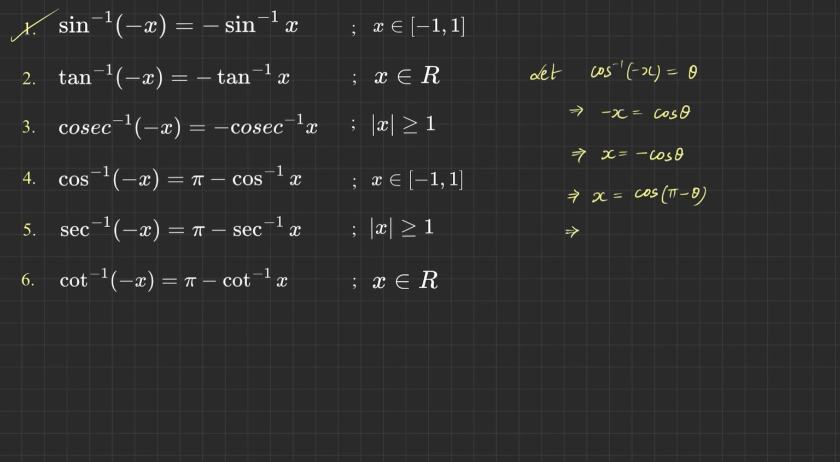So if I operate both sides by cos inverse, then it will be cos inverse of x equals pi minus theta. So here it will be theta equals pi minus cos inverse of x. And since theta was cos inverse of minus x, cos inverse of minus x equals pi minus cos inverse of x, and hence the property number 4. So similarly you can prove property number 5 and 6.